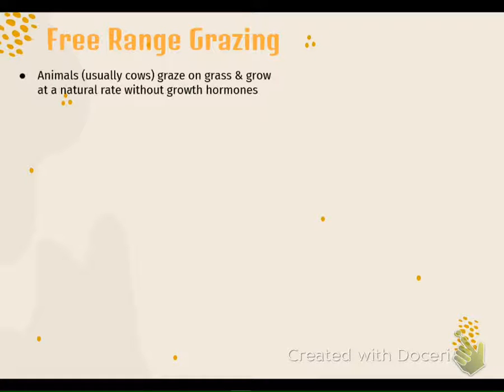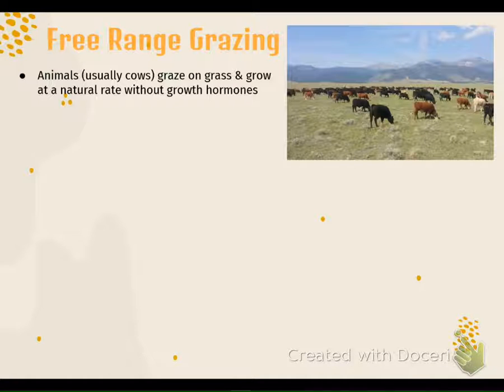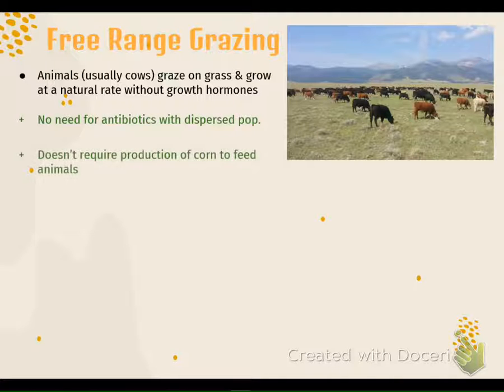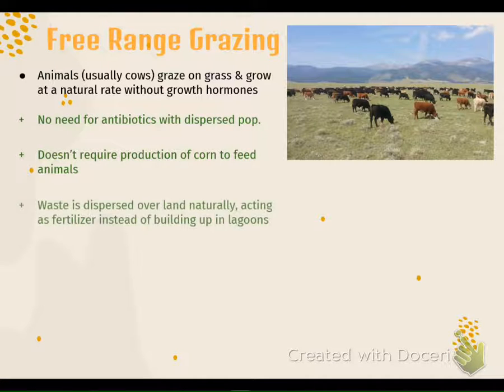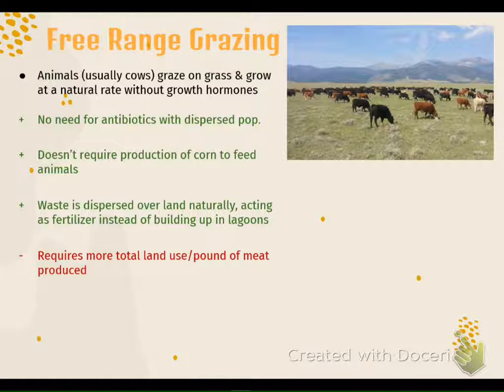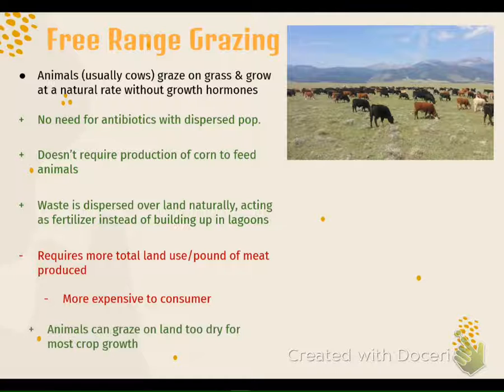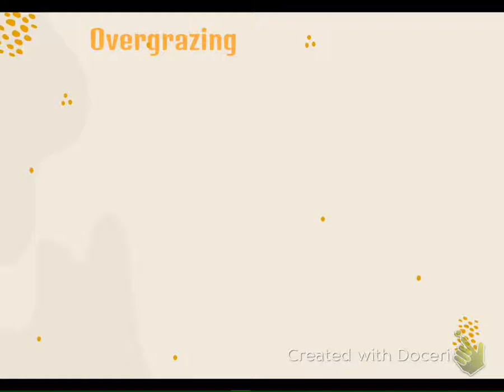Free-range grazing, however, is where the animals graze on grass and grow at a natural rate, but without the growth hormones. There's no need for antibiotics, and it doesn't require production of corn. Waste is dispersed over the land, so it acts as a fertilizer instead of building up in lagoons. However, it requires more land per pound of meat produced. It's more expensive for us, and the animals can graze on land too dry for most crop growth.